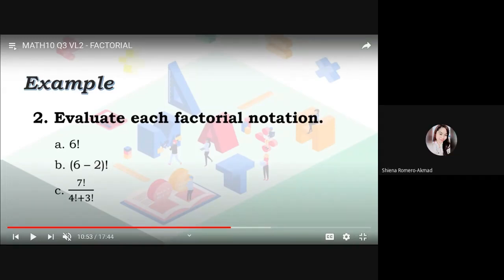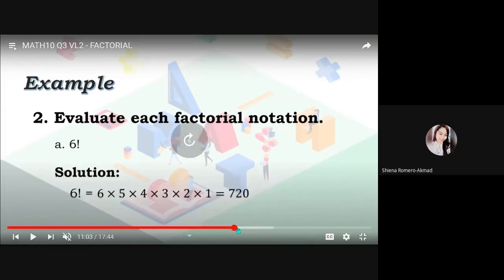Pwede mo namang 5,040 divided by 24 plus 6. Okay. And 24 plus 6 is? 30. 30. 5,040 divided by 30? 168. 168. So let's look at the solution.